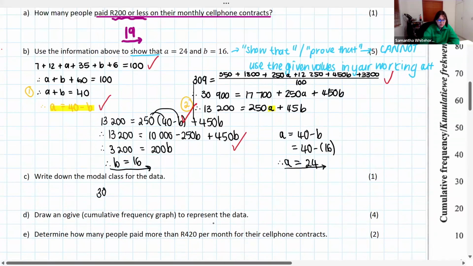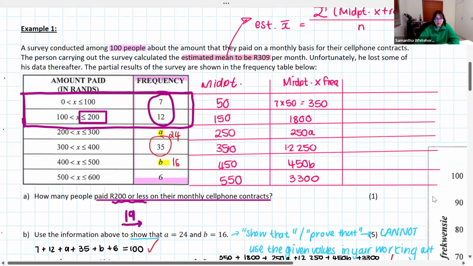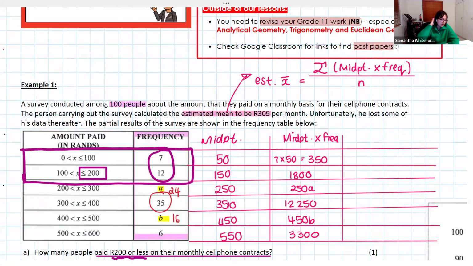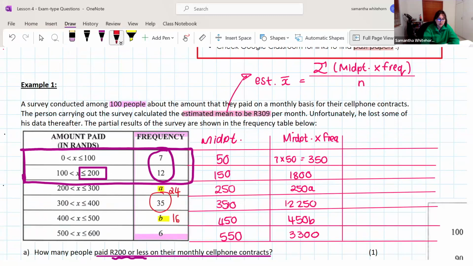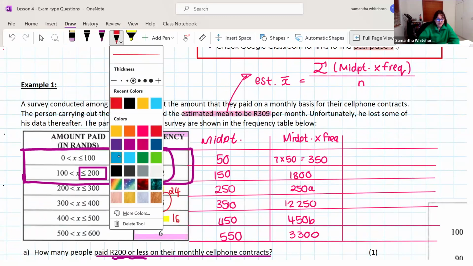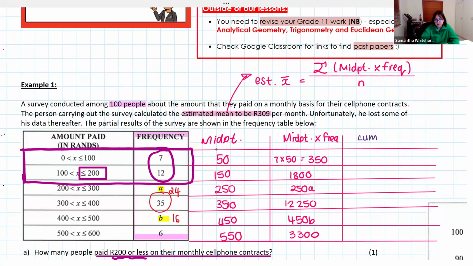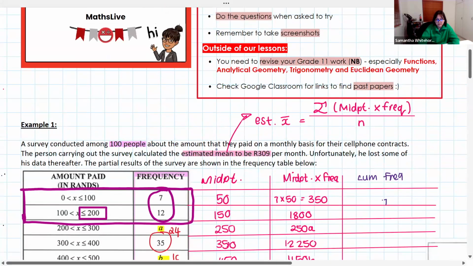So we're then asked to draw a cumulative frequency graph or an ogive. Now remember, for you to draw an ogive, you need your cumulative frequency and you need to know the endpoints of your intervals. Obviously we have that, but we need our cumulative frequency still. So let's just go and work that out. Cumulative frequency is you adding up your frequency amounts, nothing more than that. So this last column I'm going to use for cumulative frequency. First one is always just the first frequency. So in this case, 7.